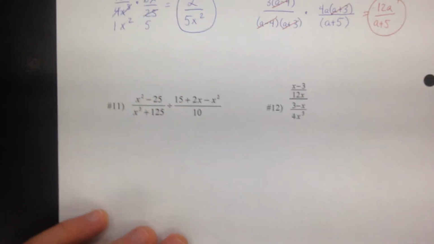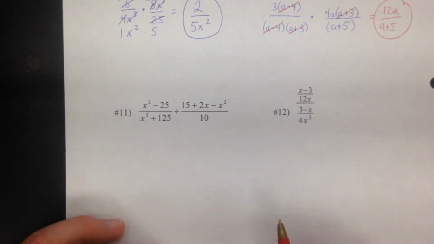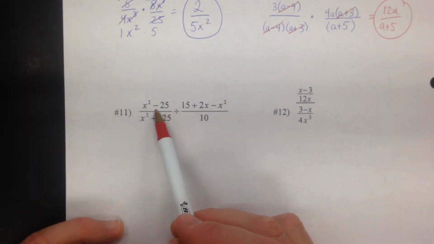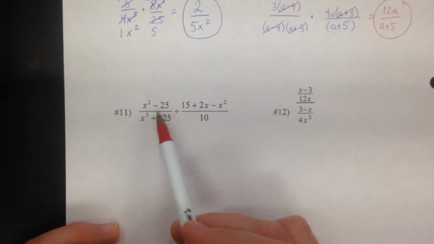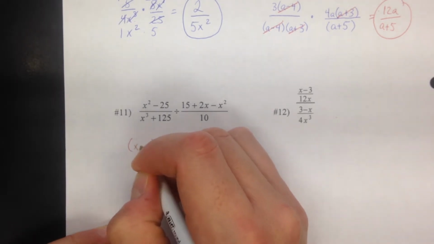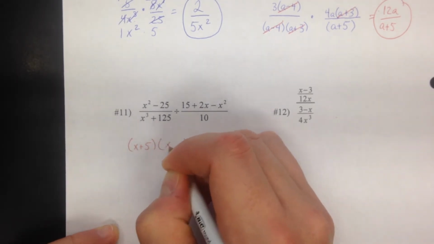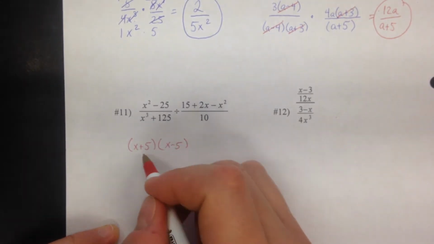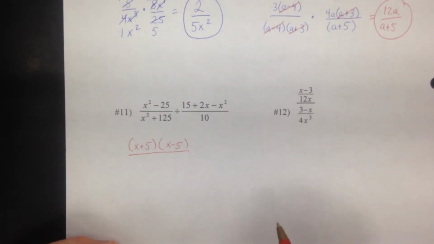All right, number 11. Got 2 more examples here. Let's see. X squared minus 25. That's a special pattern. That's a difference of 2 squares. We can immediately write that as x plus 5 times x minus 5. So that was a difference of 2 squares.